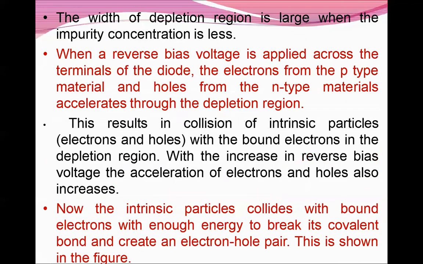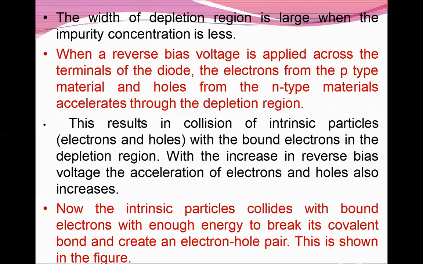So the width of the depletion region is large when the impurity concentration is less. When reverse bias voltage is applied across the terminals of the diode, the electrons from the p-type material and the holes from the n-type material accelerate through the depletion region, which results in collision of intrinsic particles like electrons and holes with the bound electrons in the depletion region. With the increase in reverse bias voltage, the acceleration of electrons and holes also increases.